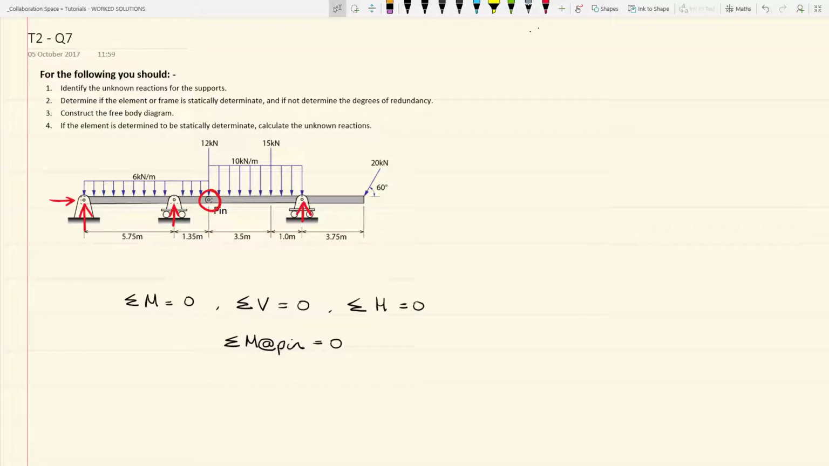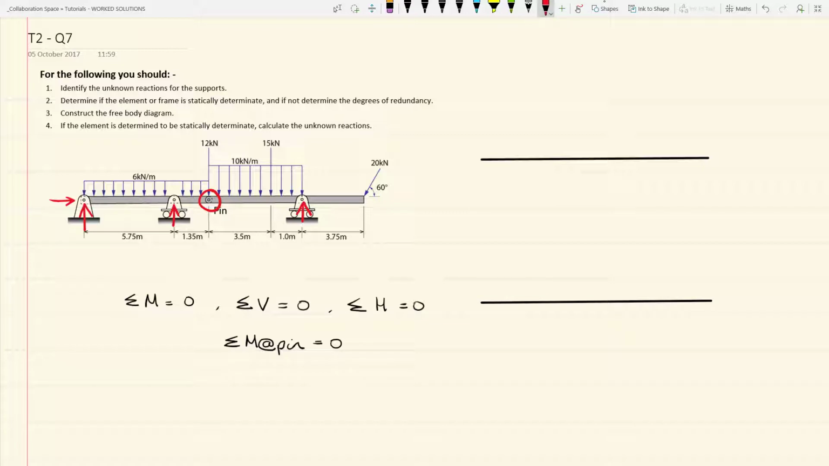Once we have determined that the beam is statically determinate, we can go on and construct the free body diagram. Because we have an internal pin in the beam, we can effectively split the beam into 2 halves. If we take the first part of the beam to be from the pin support to the left hand side to the internal pin, and the second part to be from the internal pin to the end of the cantilever.